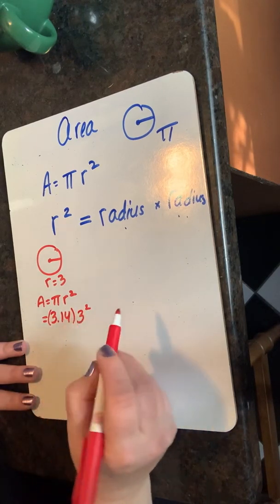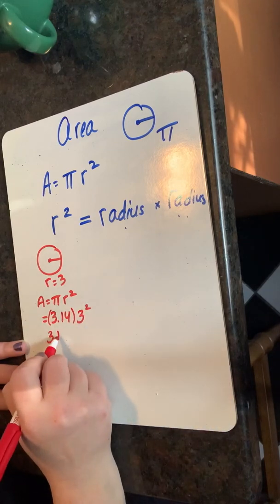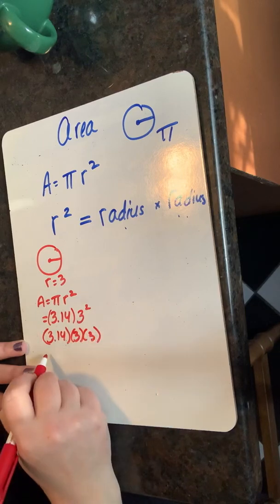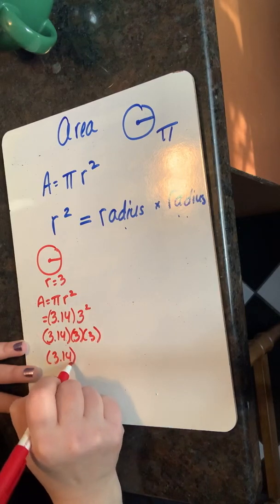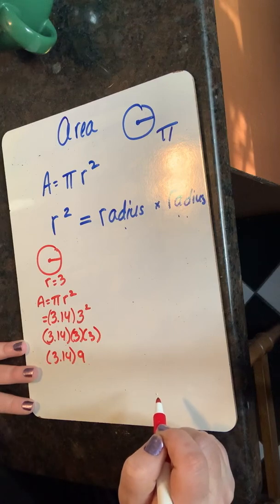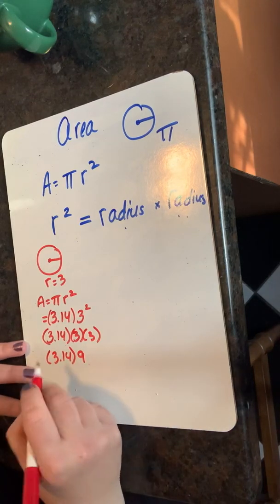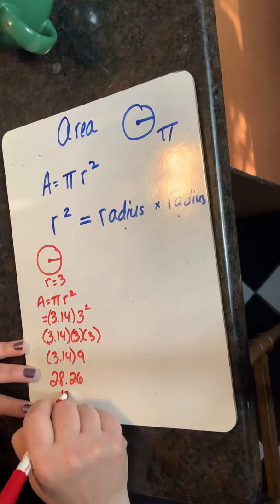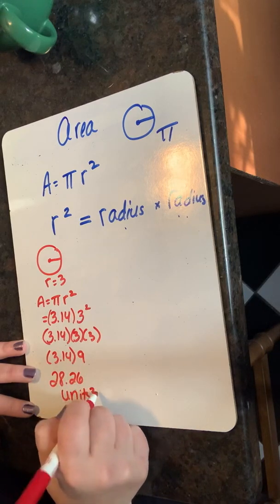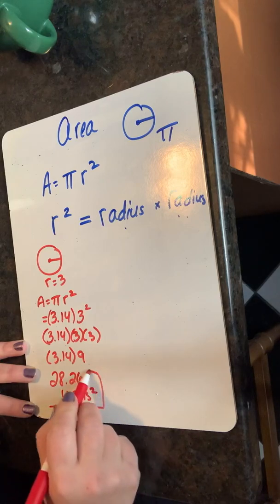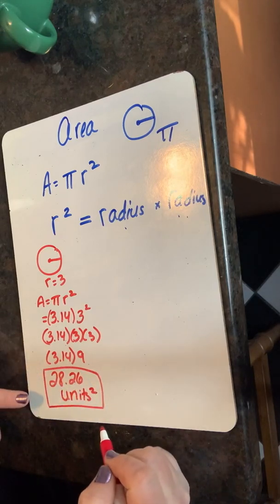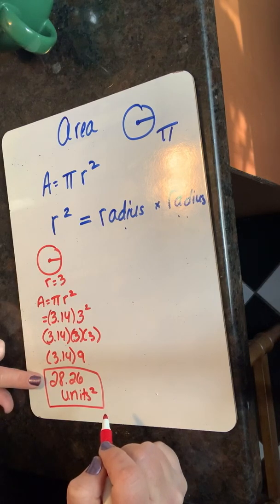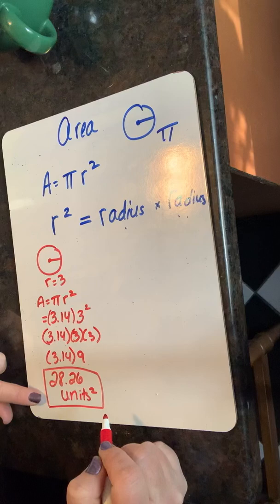So 3 squared is another way of saying 3 times 3, or 9. So my equation ends up being 9 times pi, or 28 and 26 hundredths. Now, since we're dealing with area, it is always units squared. So the area of a circle whose radius is 3 is 28 and 26 hundredths units squared.